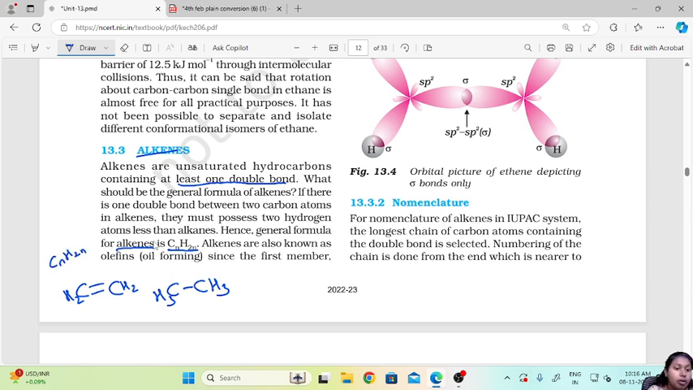CnH2n. But for alkanes we used to write something called +1 here, right? But for alkenes we don't write this +1. It is CnH2n only. Okay, so this is the general formula for alkenes.